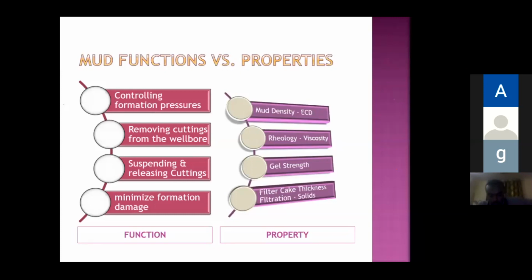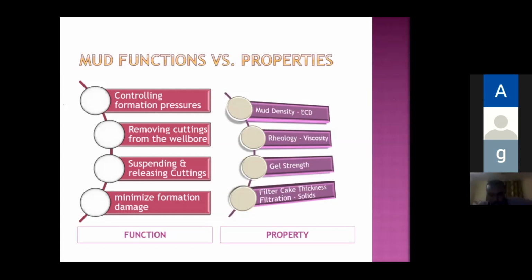Here we are talking about the gel strengths. This is the third function of mud. Okay, the fourth function: minimize formation damage.